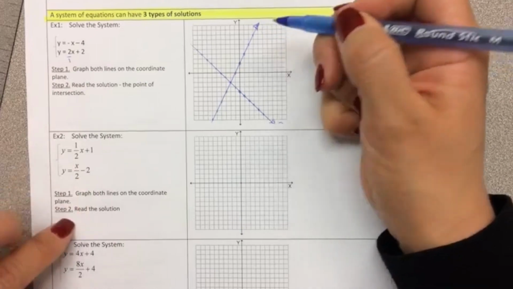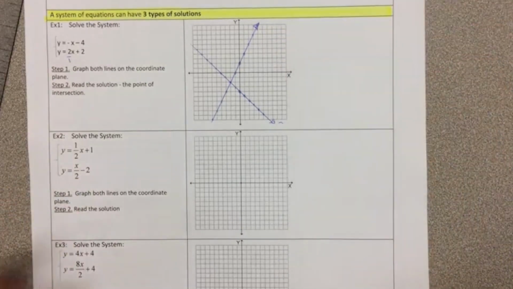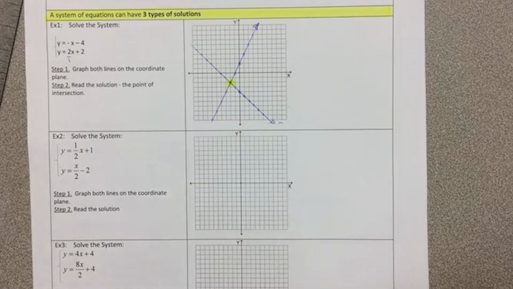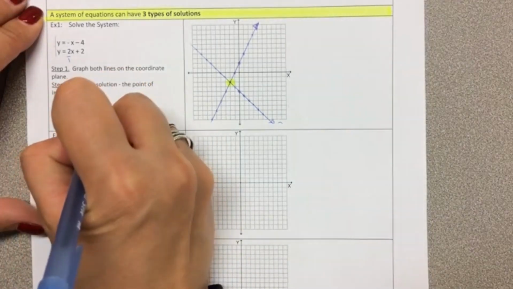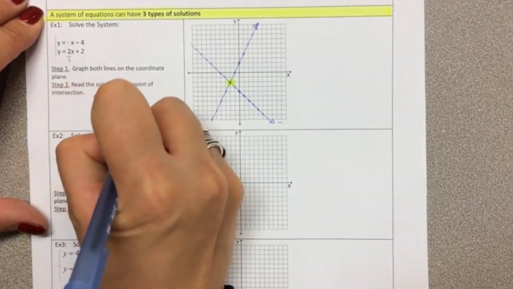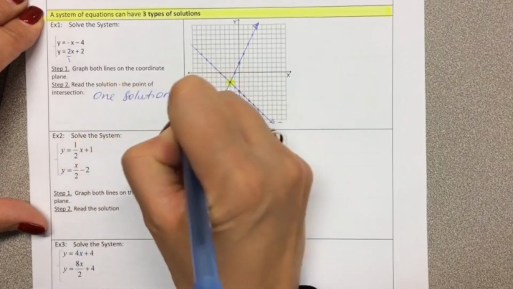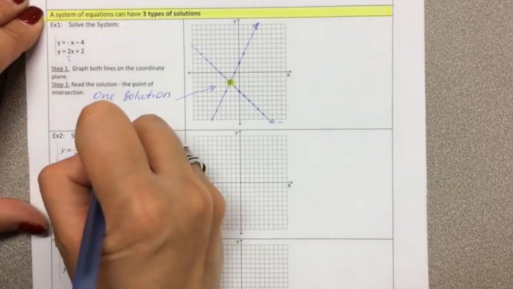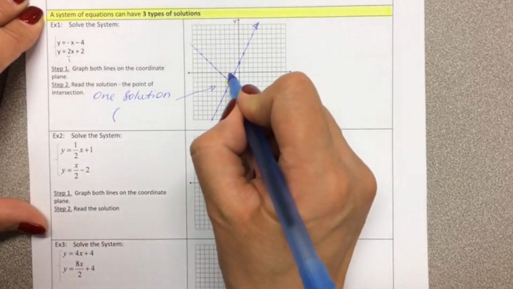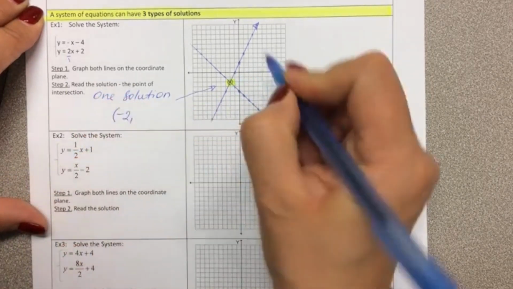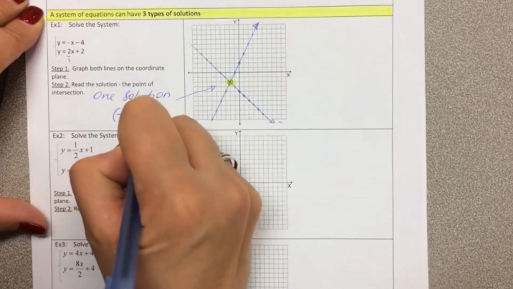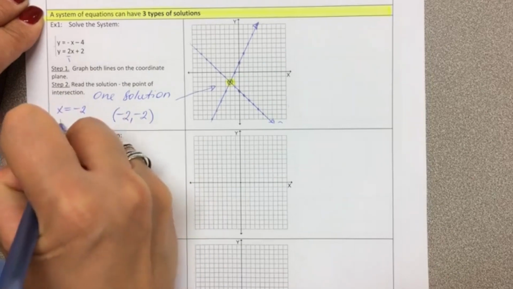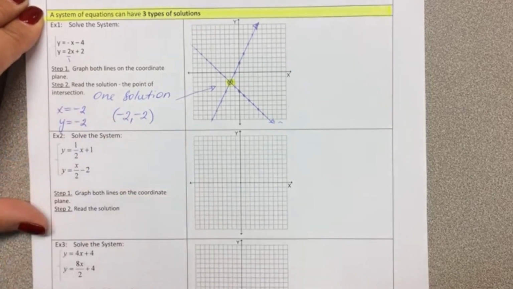Now my two lines crossed in a point. So this is when we say that the system has one solution, because there is just one point of intersection right here, and the coordinates are x negative 2 and y negative 2. So the x value is negative 2 and the y value is negative 2.